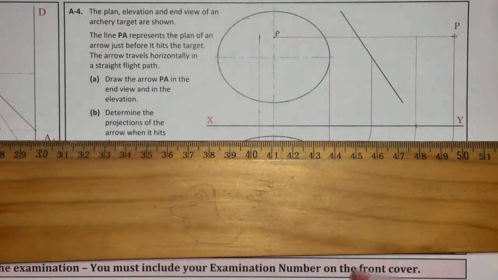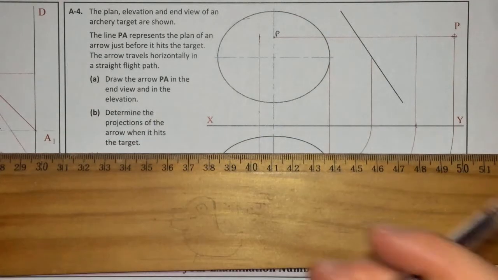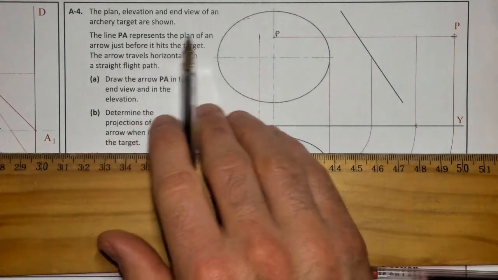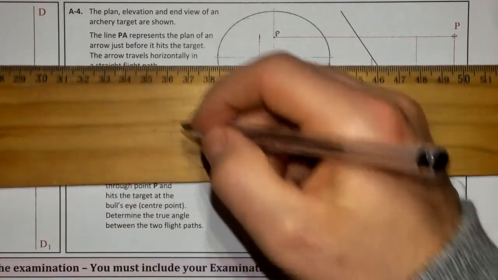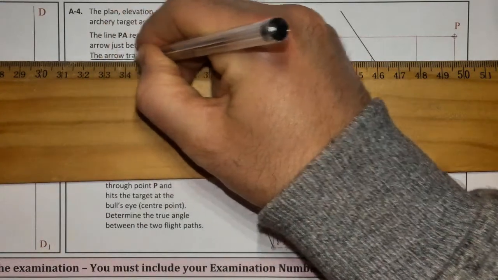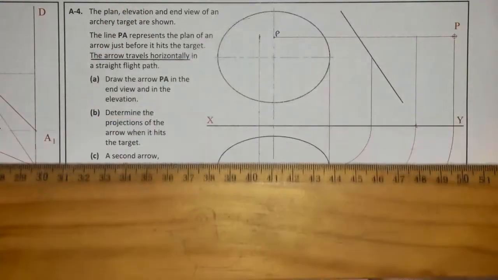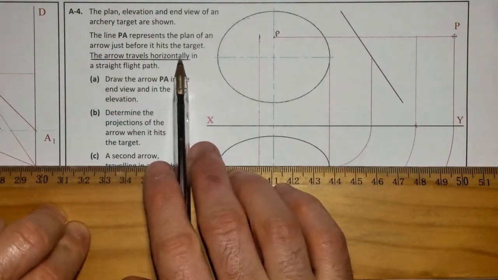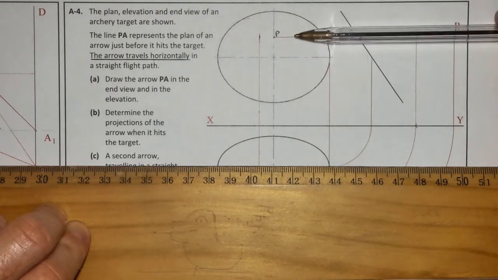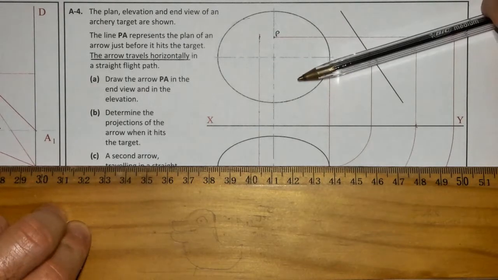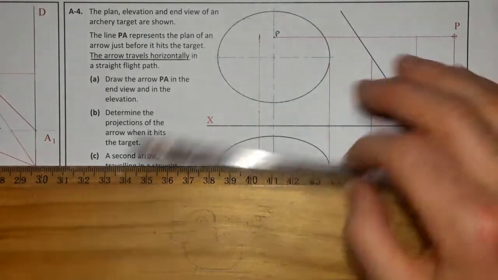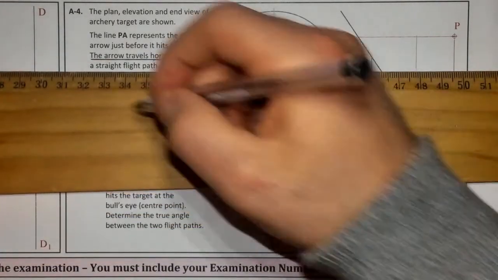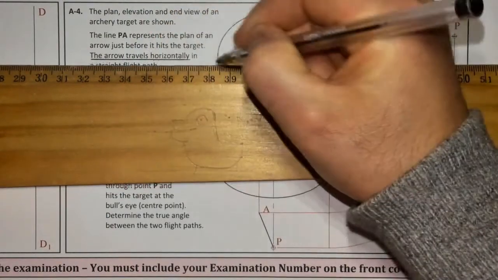What's helpful there, and I'll tell you why I knew it was the same height, is that it said the line PA represents the plan of an arrow just before it hits the target. The arrow travels horizontally. So that's the most helpful part there. I know the arrow is travelling horizontal like that. It's not angled or anything like that in relation to the horizontal plane. It's travelled horizontally in a straight flight path. So that's what was helpful there.